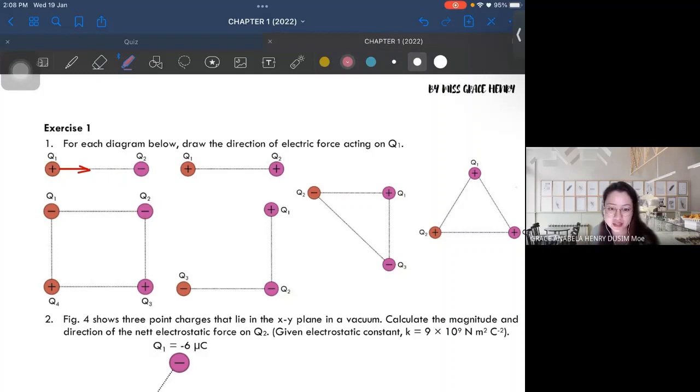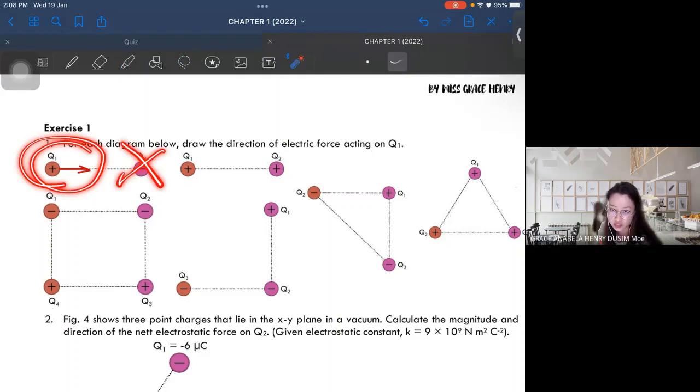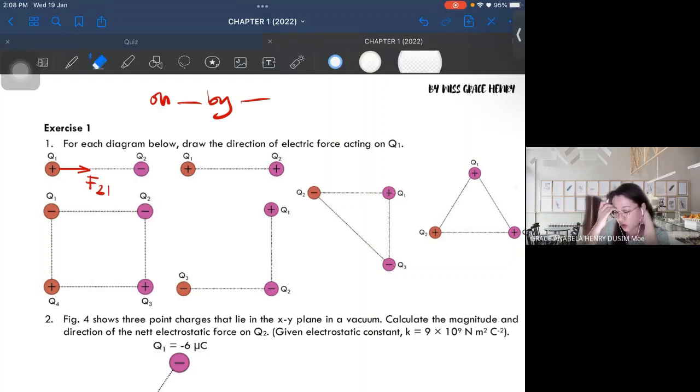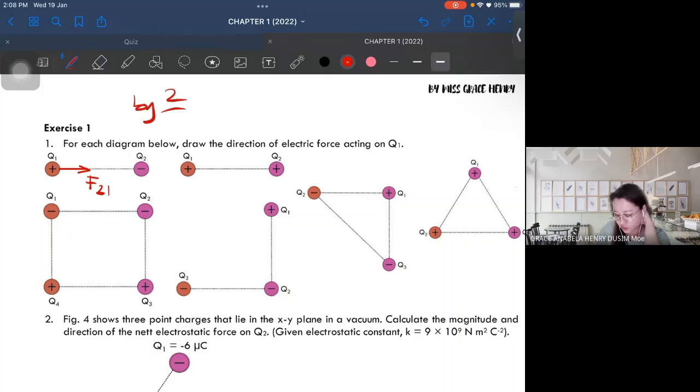Untuk charge 1. Okay, so kita fokus untuk charge 1 sahaja. Yang ini jangan kamu lukis. Dia punya draw the force tu jangan, arrow dia tu. Okay, sekarang ni kita perlu determine pula force by 2 on 1. Okay, dia sentiasa force by 2 on 1. Boleh je pun actually on and by, tapi for us we use by charge, sekarang by charge 2 on charge 1. Okay, boleh faham yang itu?